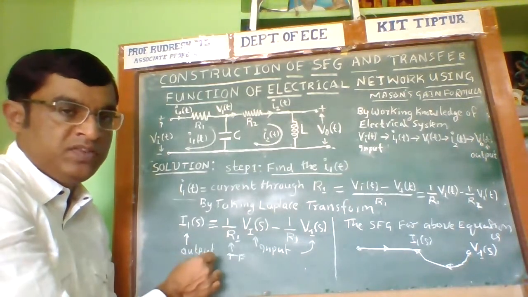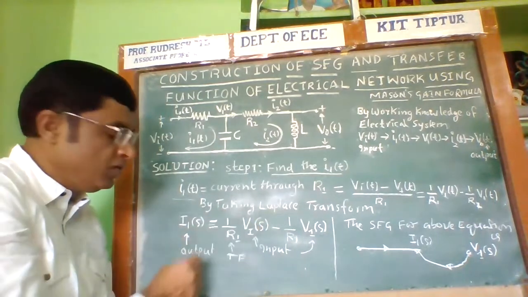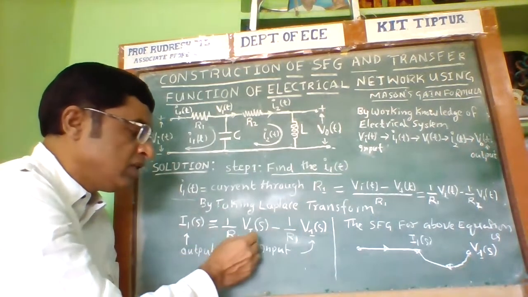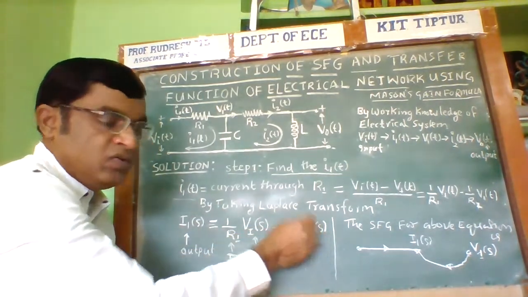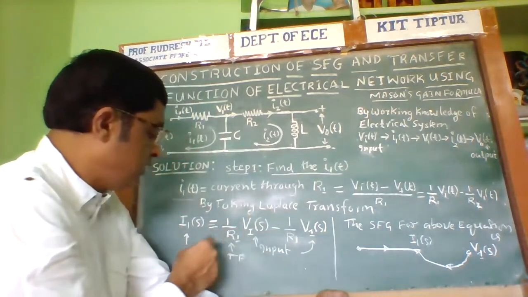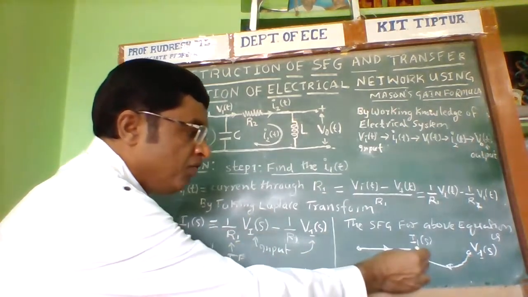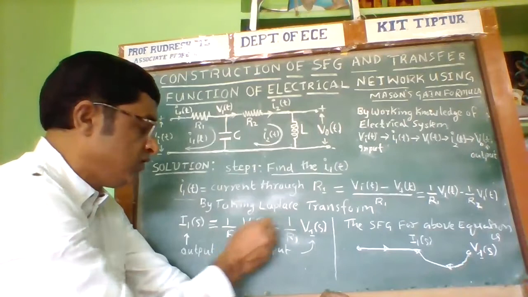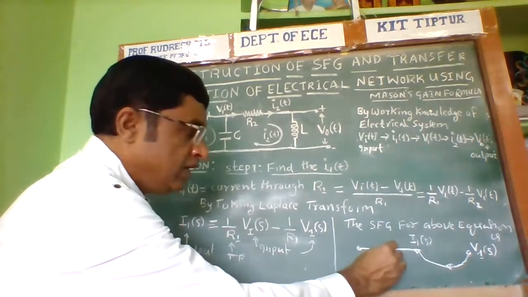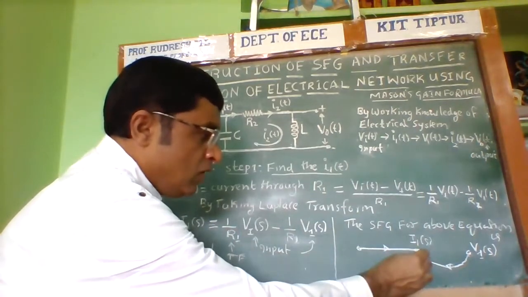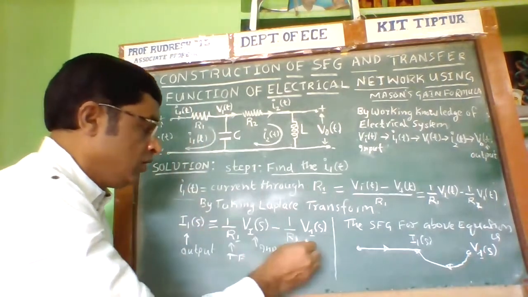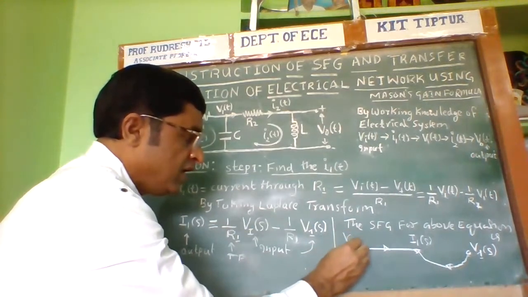Now, by working knowledge of the system, which is the output in this equation? I1 of s is the output variable. VA of s and V1 of s are the input variables. Therefore, I should write the three nodes, one for each of the three variables. Here, this is the output, these are the inputs, and this is VA of s.